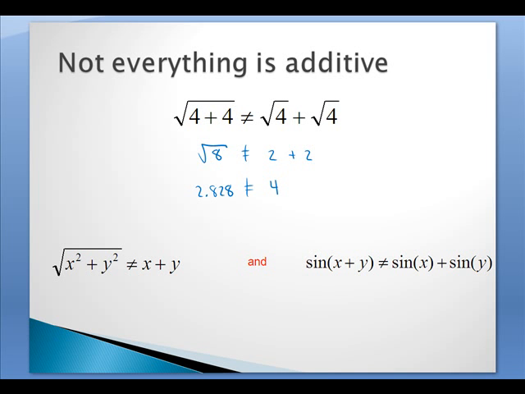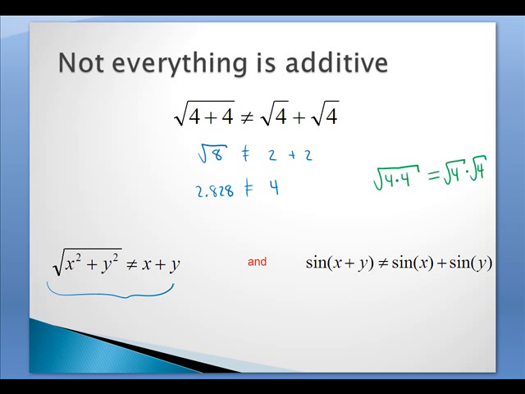Very different answers. Now I think a lot of students get confused with this because of the addition versus multiplication. So for example, if I had root 4 times 4 under the square root, that is equal to root 4 times root 4 because of the multiplication. If you have addition, you can't separate the addition. Not everything is additive like that.